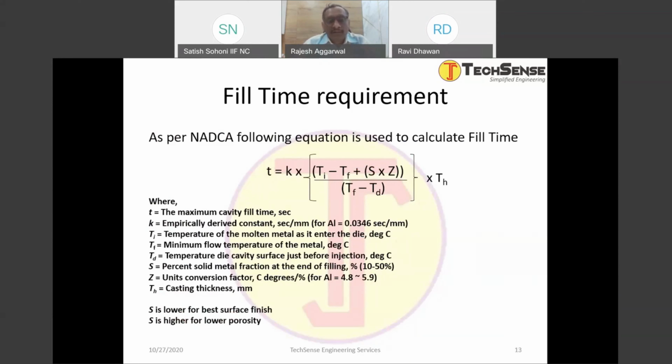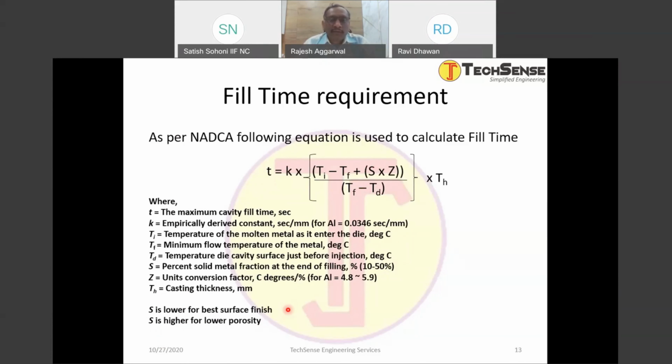Correct? So now when we talk about S is higher for lower porosity, means what? So that we are allowing more metal to solidify by the end of the filling. Right? That is what we're trying to say with S higher for lower porosity. So the chances of porosity will further reduce with that.